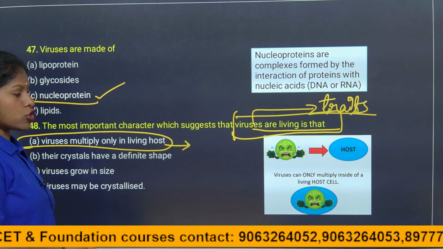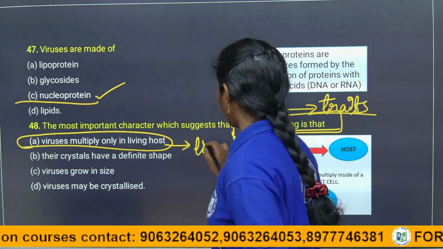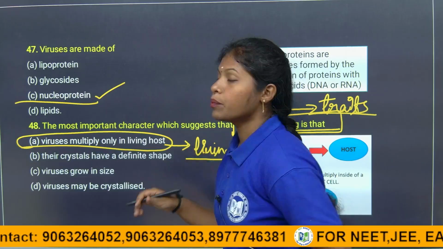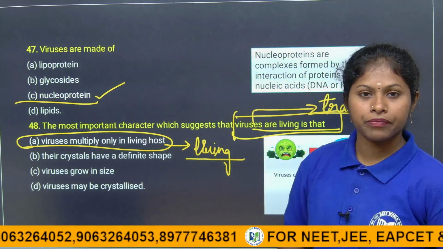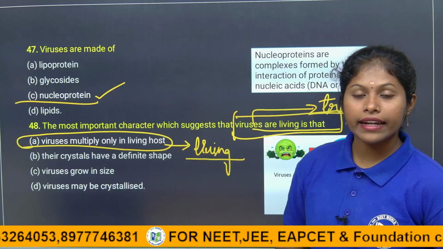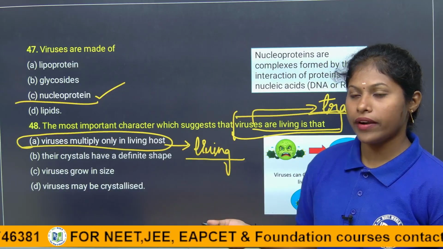They take over the machinery of the host, and it begins to produce its army, right? Thereby it is destroying the host, and at last the host will be dead. The good example of it is COVID, right?